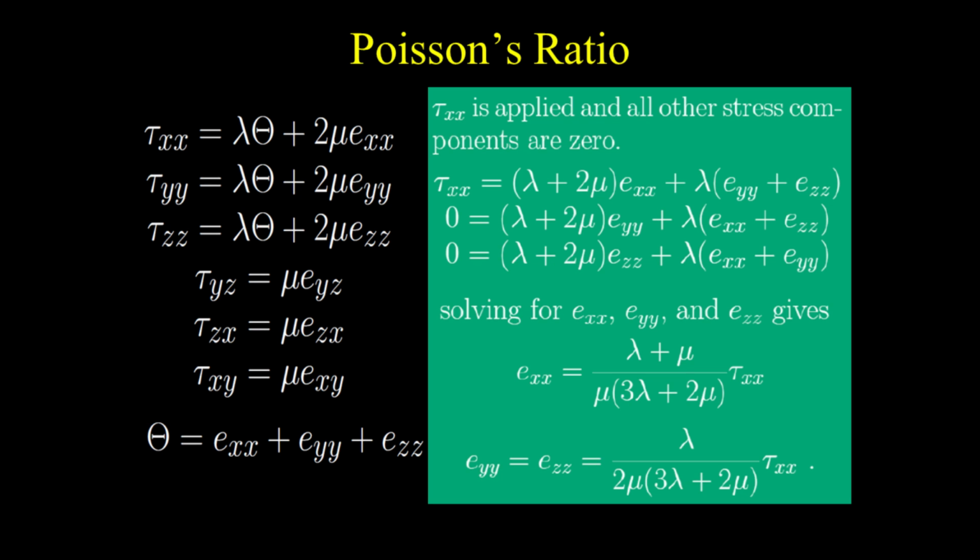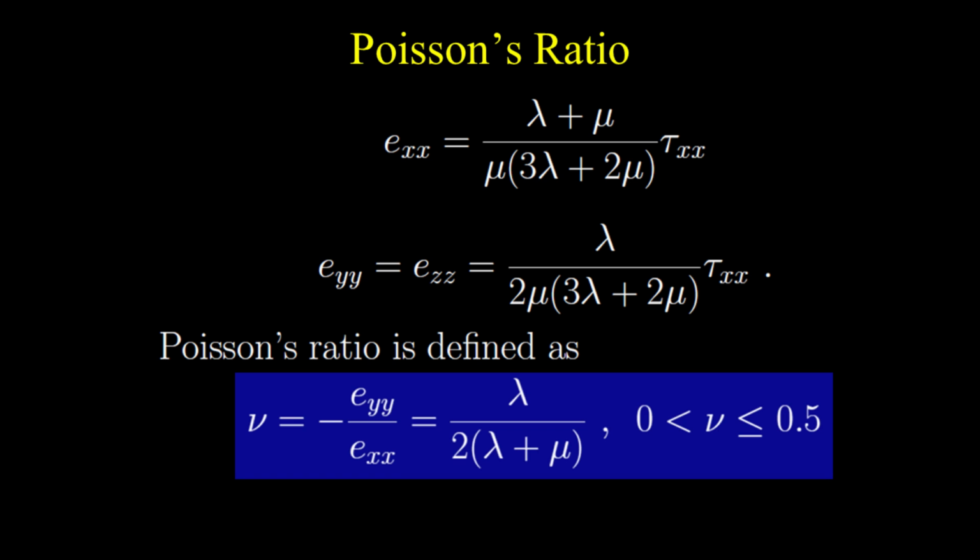Consider a purely compressional stress applied in the x direction. In other words, tau xx is applied and all other stress components are 0. The stress strain, that is, Hooke's law, for isotropic media becomes the following. Then we can define the Poisson's ratio as follows. Remember that the Poisson's ratio here is defined as nu.